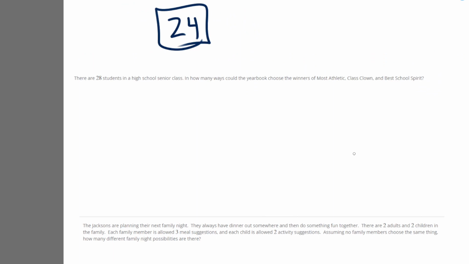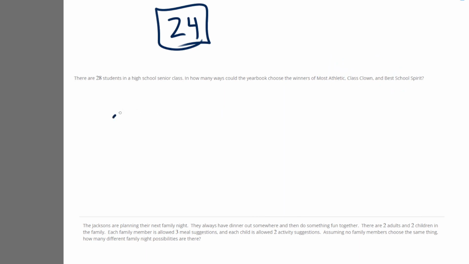And how many ways could the yearbook choose the winners of most athletic, class clown, and best school spirit? So this seems to be an equation where we want to use permutations, because it seems as though the order would matter, where you could have, say, let's say we have 4 students. One of them could be most athletic, one of them could be class clown, and one of them could be best school spirit. But we could also have someone else be most athletic, if that makes sense.